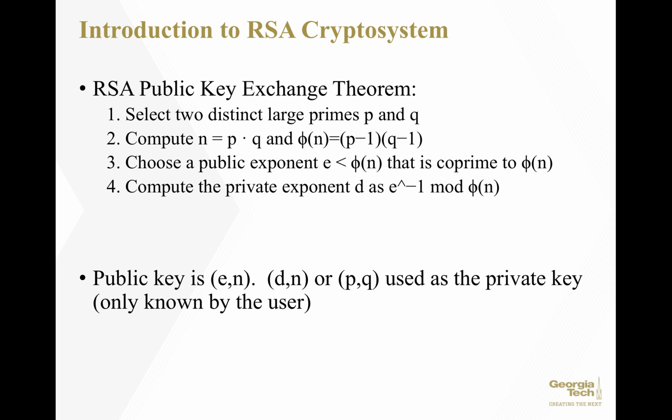The public key is (E, n), and then (D, n) or (P, Q) can be used as the private key, knowing that P and Q obviously can provide you n. The private key is only known by the user, and the public key is distributed out into the world, which allows people to privately sign things by only knowing that secret and allowing other people to authenticate that information on the other side.